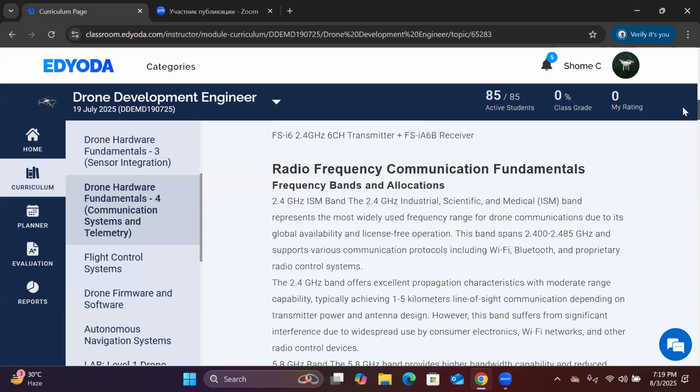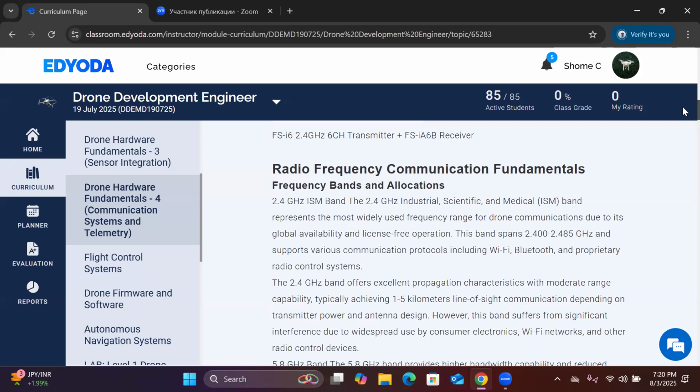This band spans 2.4 to 2.485 gigahertz and supports various communication protocols, including Wi-Fi, Bluetooth, and proprietary radio control systems. So 2.4 gigahertz is basically a free band in the ISM communication band, which is used by most drone manufacturers. This frequency band spans from 2.4 gigahertz to 2.485 gigahertz, so any frequency in between these can be the center frequency.